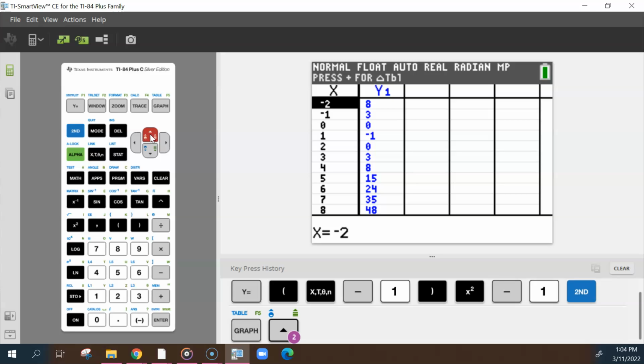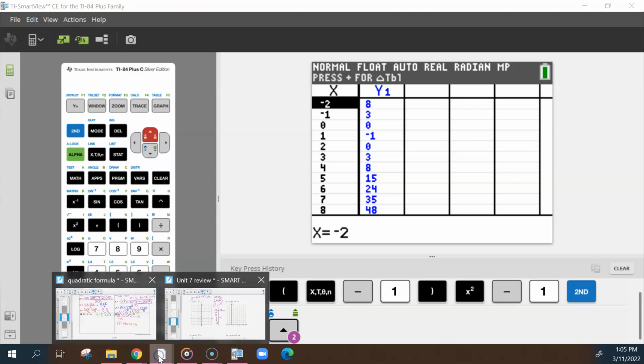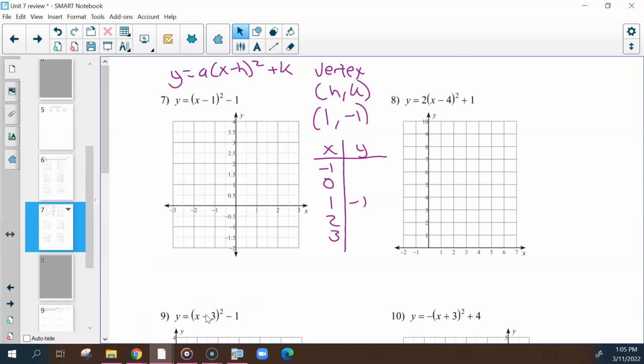So I just want to have you practice. We're going to go through some of these so that you can practice finding the vertex with me. Then you'll have time to do it on your own. So I'm not going to actually go through and graph it. Just find the vertex. Because the graphing part we've practiced before.